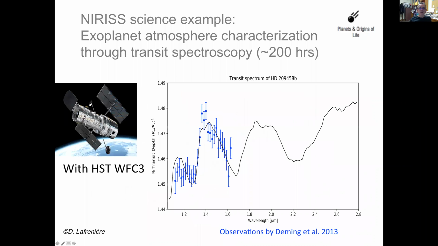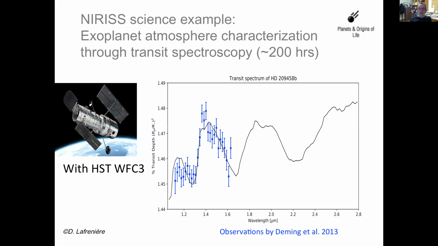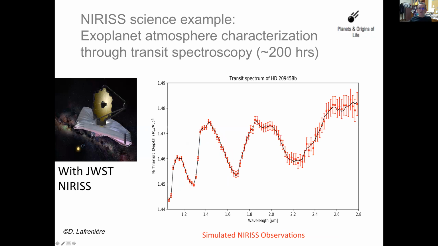This is an example of what NIRISS SOSS will do. This is actual HST observations, and this is what we expect to have with NIRISS SOSS. You can see that not only are the error bars much smaller, but we have a much wider wavelength range, and for that reason, a lot of the community recognizes NIRISS SOSS as a very important capability to do reconnaissance spectroscopy for new exoplanets that will be discovered in the next couple of years.